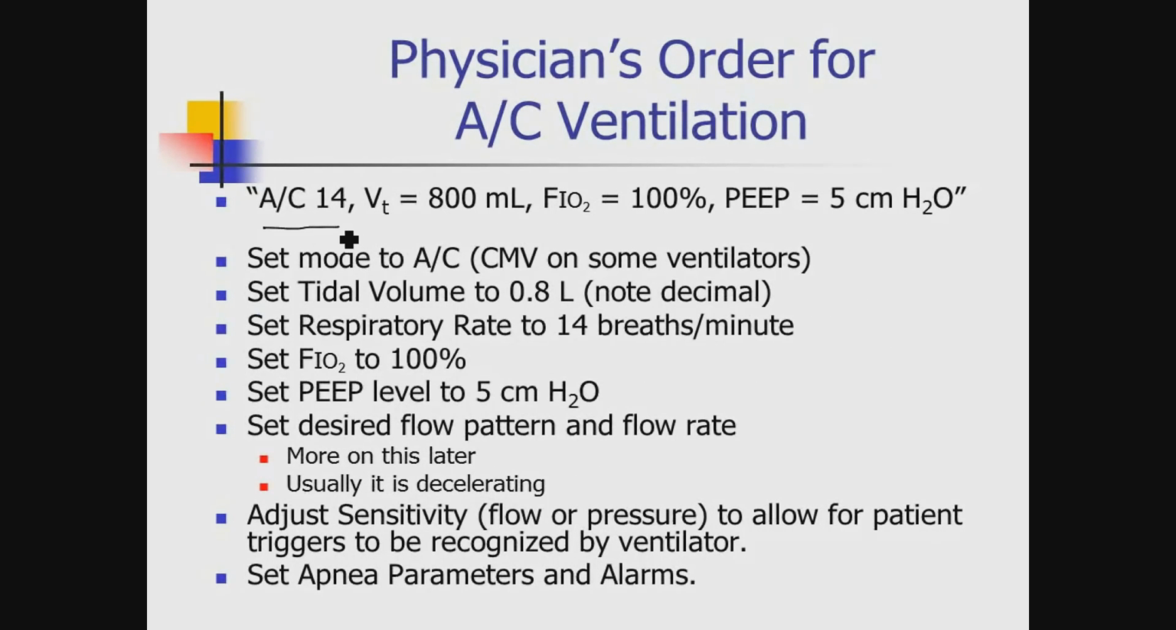So here's the order. Assist control of 14, tidal volume of 800, 100%, 5 of PEEP. Walk up to my ventilator and find the assist control mode or the CMV mode. Plug in a tidal volume of 800. I'm in volume-based ventilation. That's how I know that. Set my rate to 14, my FiO2. You know what? That should be this way, shouldn't it? Fraction is always expressed as a decimal. Shame on me. Set my PEEP level to 5.